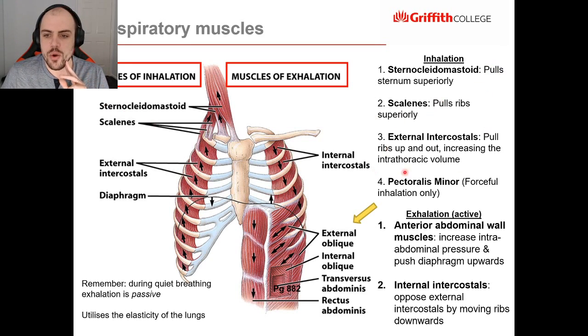Do we need to know this? Absolutely, okay? We need to know these. A lot of these should be a revision from A&P 1, but that might have been a little while ago, so definitely scratch up on these couple of muscles here, definitely.